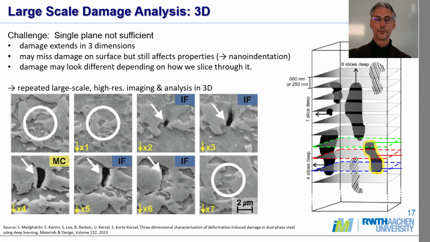So this is why it's very important to look at the damage evolution as we go through the bulk of the material. And only then can we understand what kind of damage type is really present, and also what kind of damage type, for example, is the driving factor between the properties of the material and the strain.